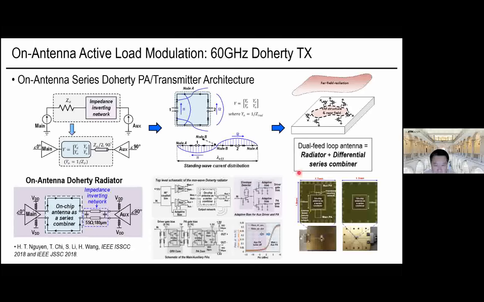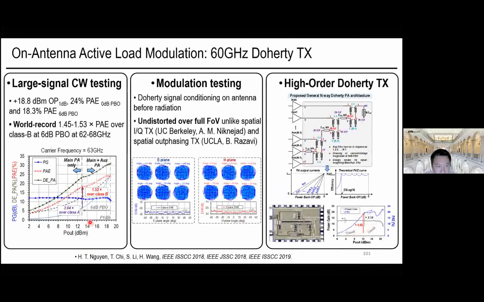The entire structure is not only a linear radiator, it also achieves the antenna series power combining and the Doherty operation to enhance the back-off efficiency. The work was published at ISSCC 2018 and JSSC in 2018. Here is a summary of the performance. You can see that at around 62 to 68 gigahertz, about 63 gigahertz, we achieve 1.52 times back-off efficiency enhancement at 6 dB PBO compared to class-B PA. This is the state of the art in back-off efficiency enhancement.